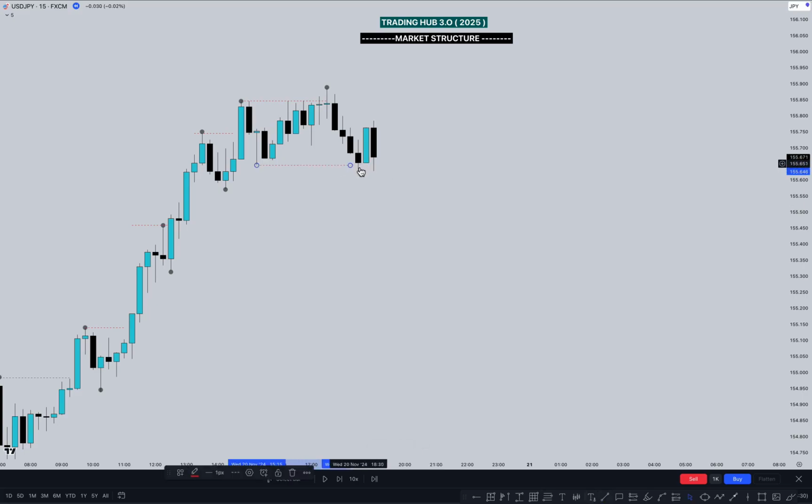The market breaks this one. If the market breaks this one, then this one is our new higher low, right or not? Of course, this one is not a confirmed higher low.